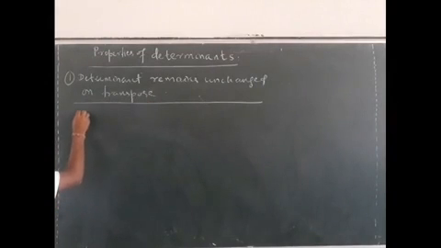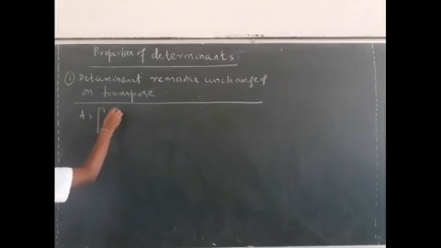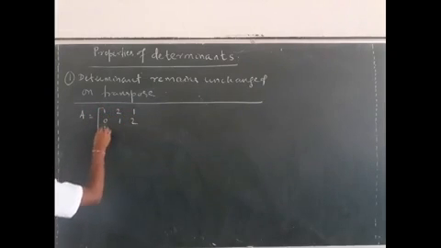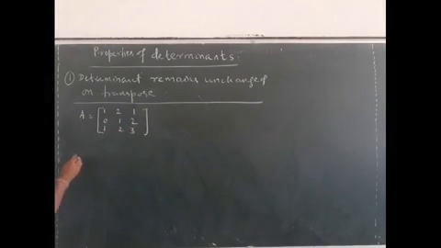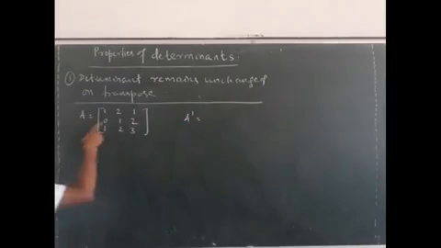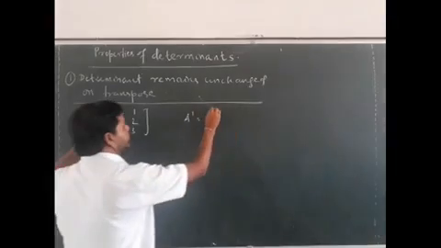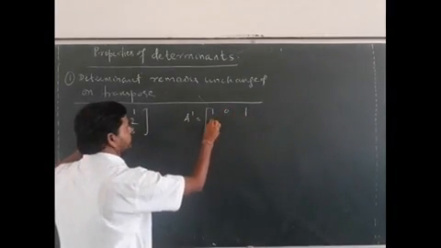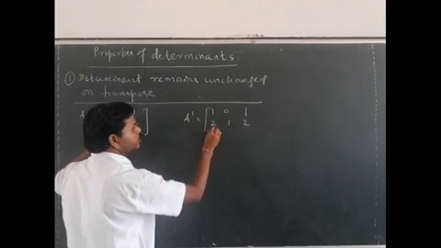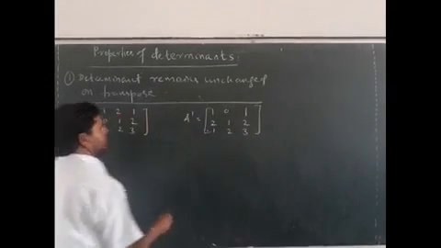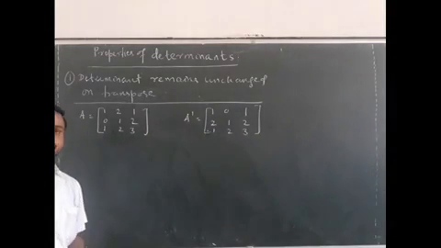Here, for example, I will take the determinant of matrix A. This one is 1, 2, 1, 0, 1, 2 and 1, 2, 3. Now on transpose, rows are converted into columns and columns are converted into rows. So I will write it like this: 1, 0, 1, 2, 1, 2 and 1, 2, 3. Now let me find the determinant in both cases and see whether the values are the same or not.